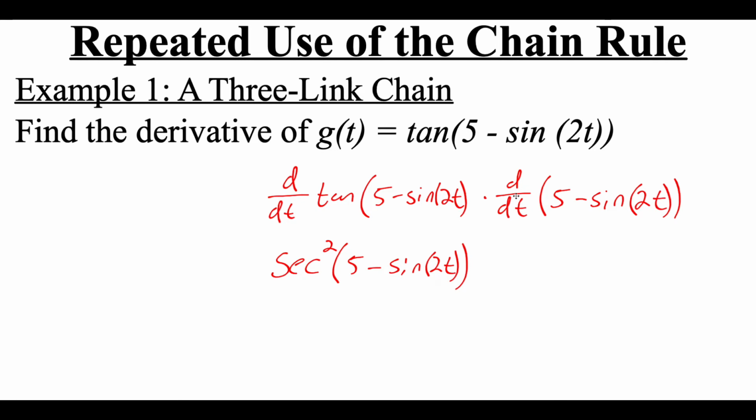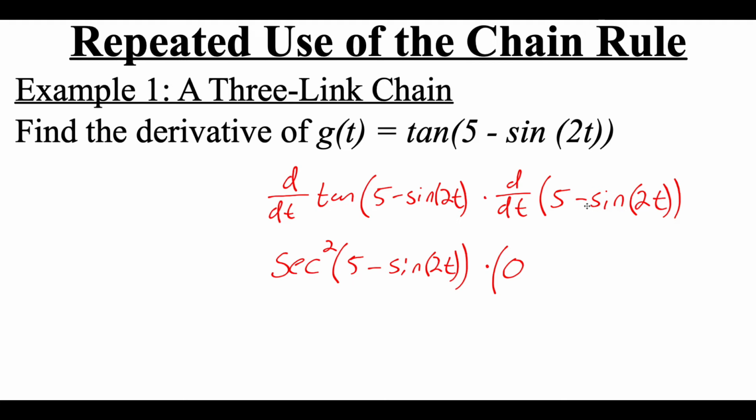But then we're also supposed to do the derivative of this stuff on the back end. So if we do the derivative of the 5, that turns into a 0, but then we also have to differentiate this negative sine of 2t. And because we've got kind of another nested function in there, this is where we're going to have to do that next chain rule stuff.